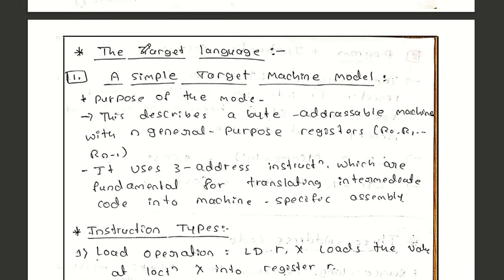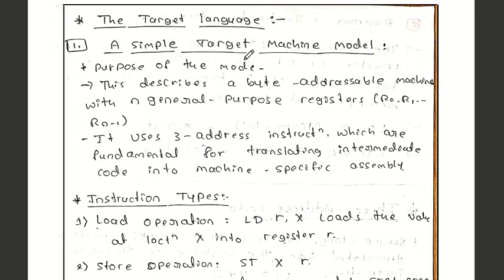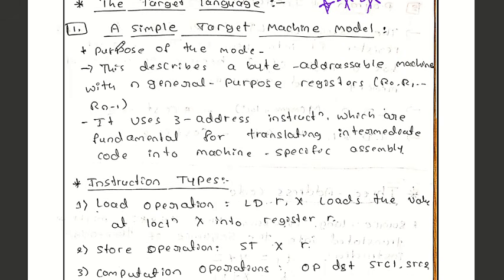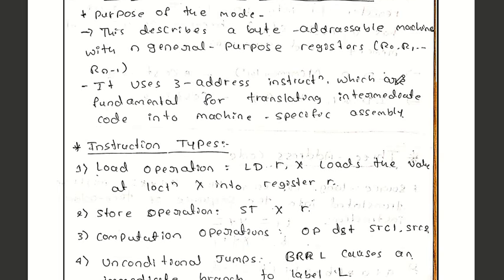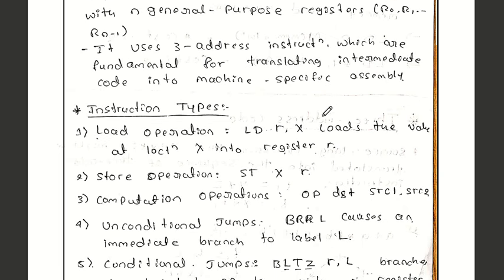Next comes the target language. Here mainly a simple target language is there, and it is also very important, guys, because this question was there in the model question paper and the previous year question paper. Okay, so let's see the purpose of this model. It describes a byte addressable machine with n general purpose registers such as r0, r1, up to r(n minus 1). It uses three address instructions, which are fundamental for translating intermediate code into machine specific assembly.